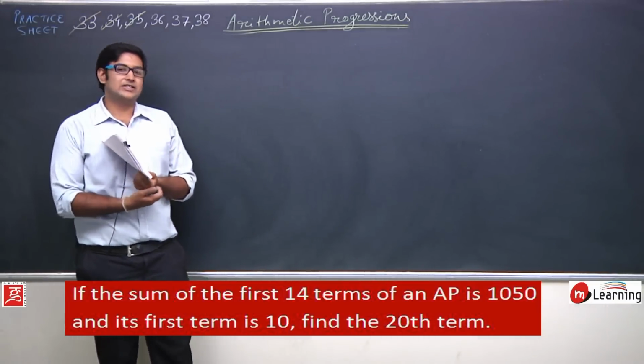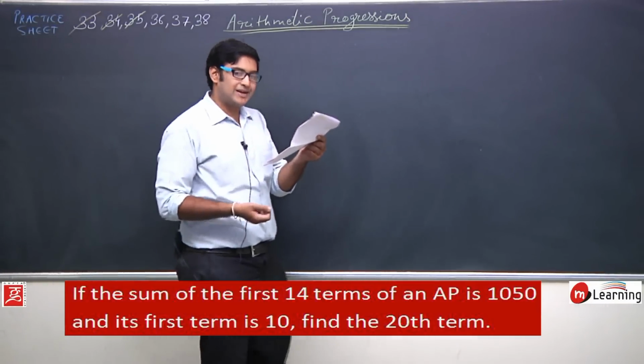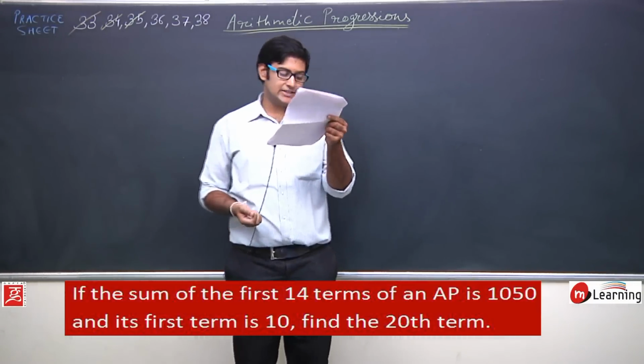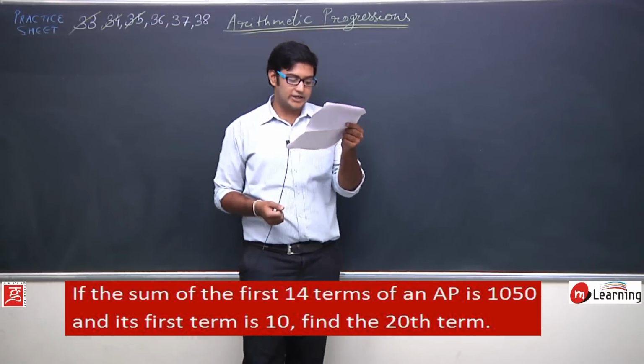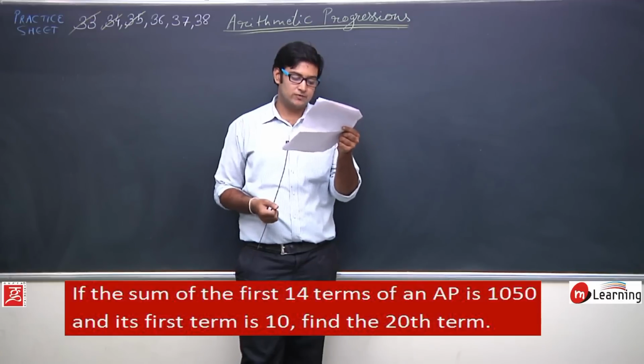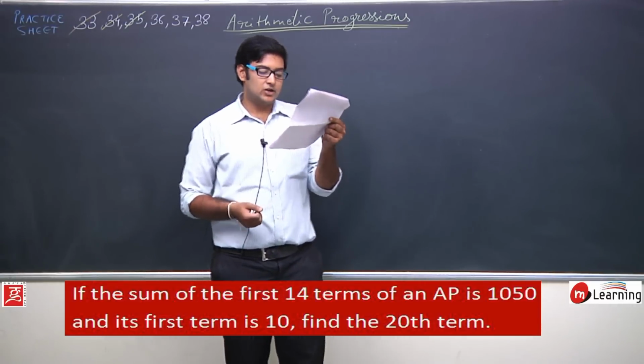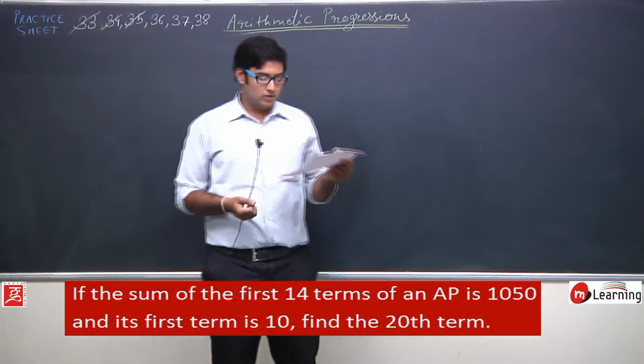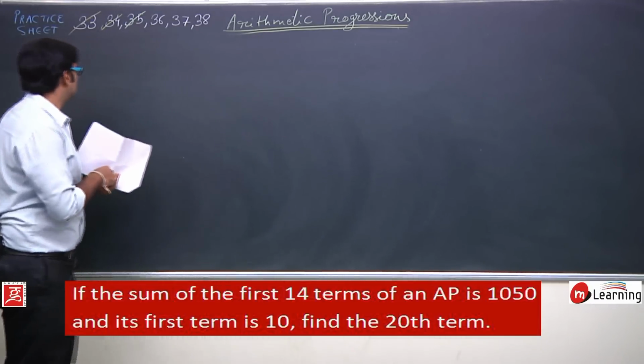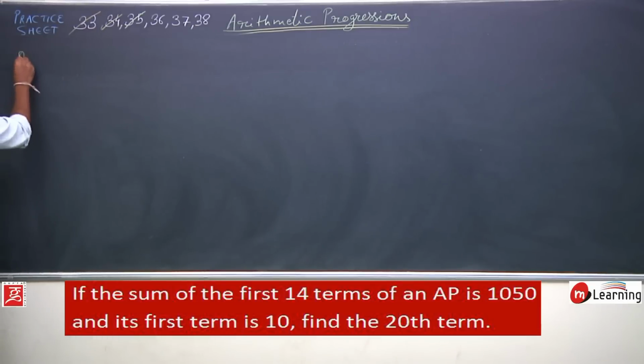Okay, let us now discuss question number 36 from the practice sheet. The question says, if the sum of the first 14 terms of an AP is 1050 and its first term is 10, find the 20th term. This question seems to be simple because it contains just the application of formula.